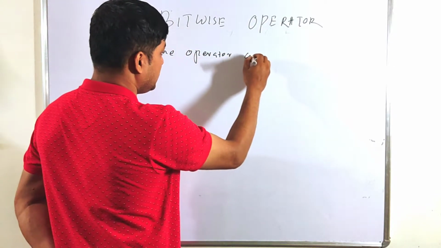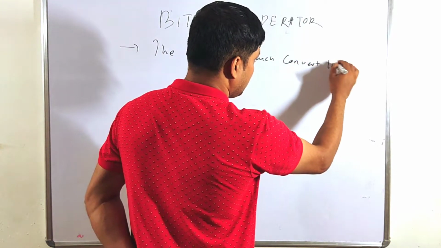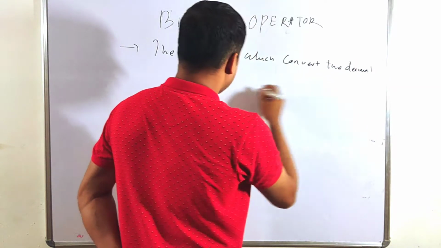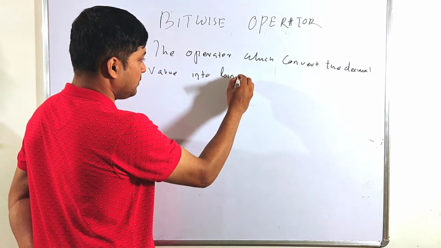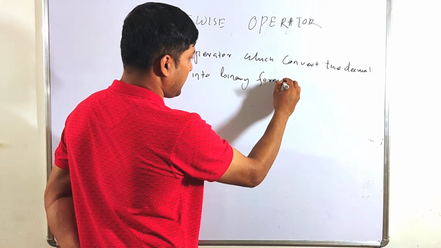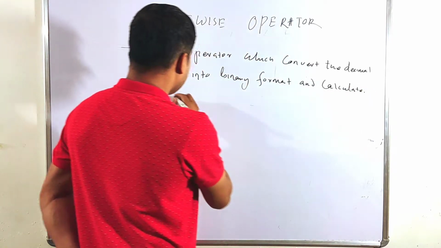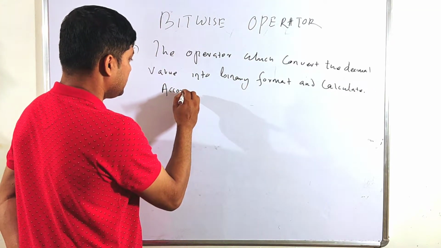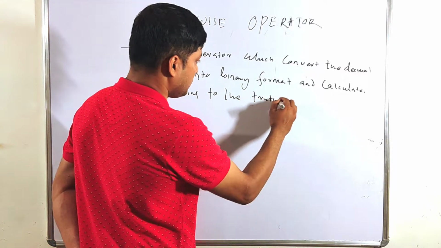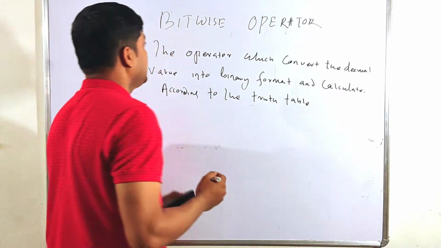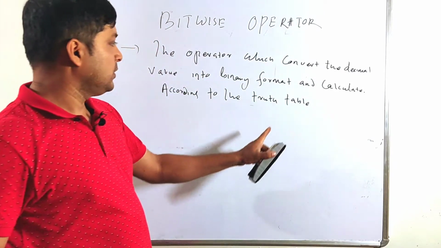The operator which converts the decimal value into binary format and calculates according to the truth table. So what is a bitwise operator? The operator which converts the decimal value into binary format and calculates according to the truth table.